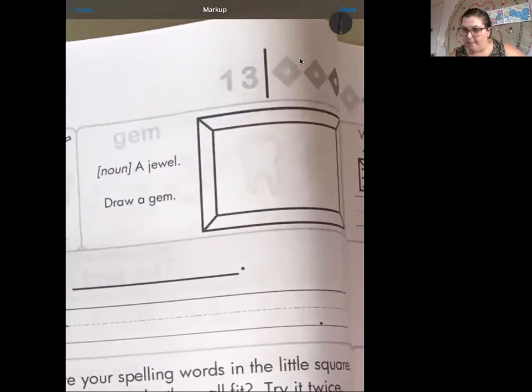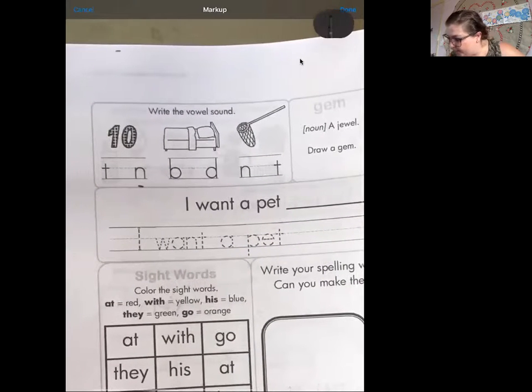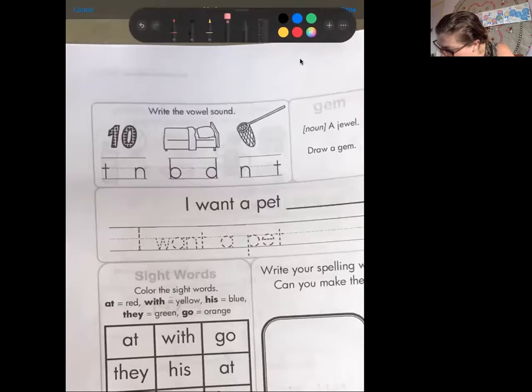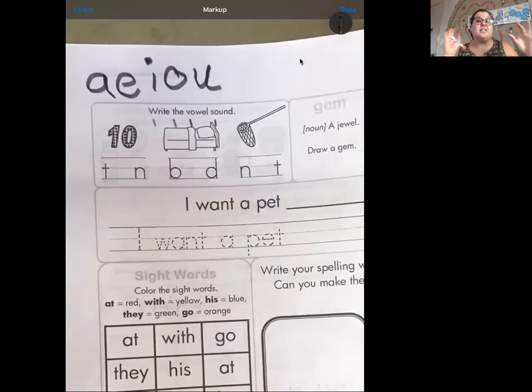So you're on page 13 and you're going to be going to this very first one. I'm going to be using my black pen so you can see it. Write the vowel sound. That's what it says. So let's talk about our vowels. Do you remember our vowels? A, E, I, O, U. And the other ones that are not vowels are called consonants.